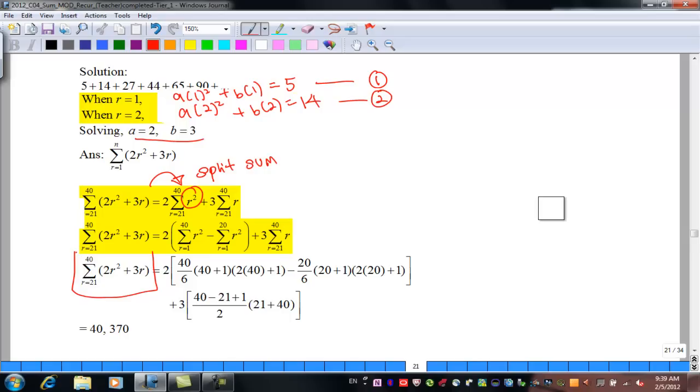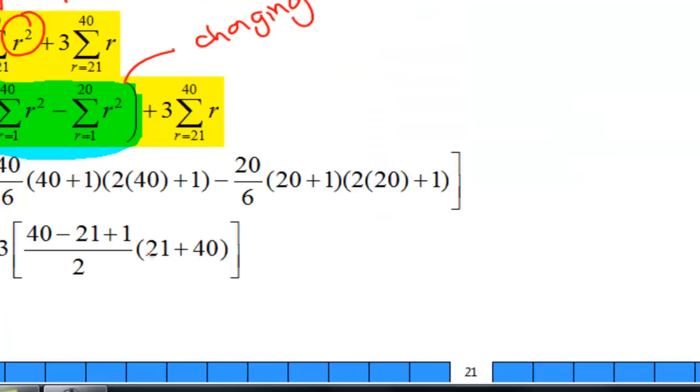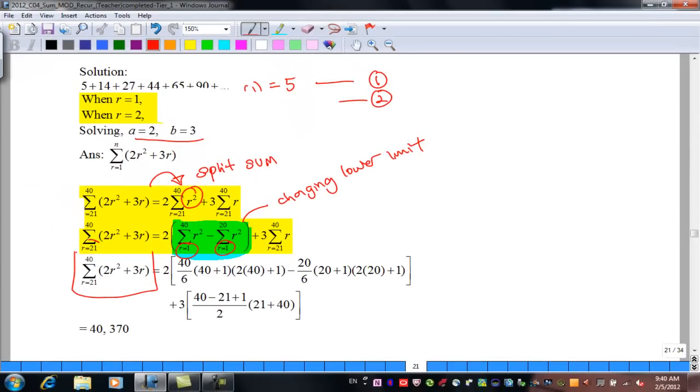Now over here, what is happening is we are changing the lower limits. Why are we doing this? Because if you remember, in our formula given, we are starting from r equals 1. This is a key point that I highlighted at the beginning, which means that to apply the formula, I have to ensure that my lower limit is always 1. But if you look back at the question, what we are asked to find is r equals 21 as the lower limit. Hence, we are going to have to change the lower limits to r equals 1 before we can apply the formula.